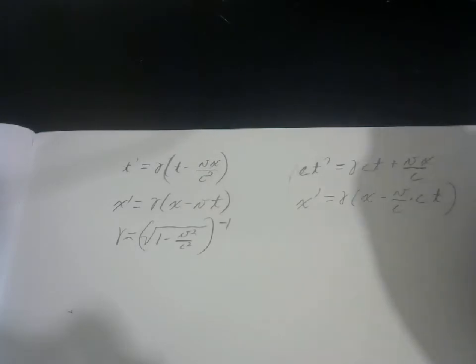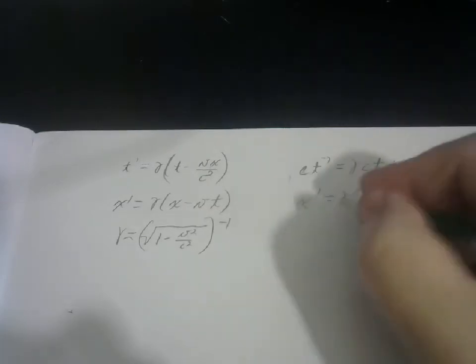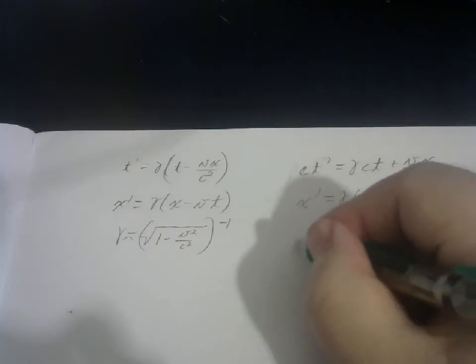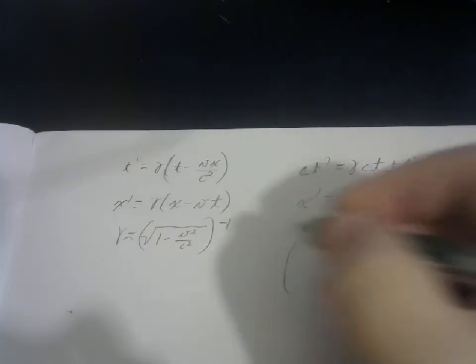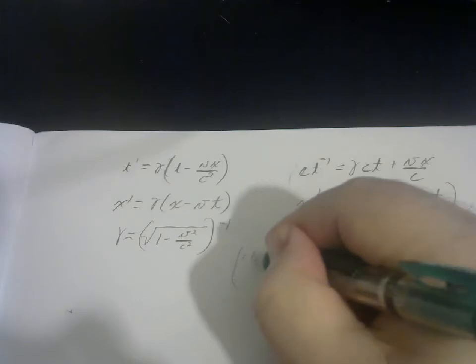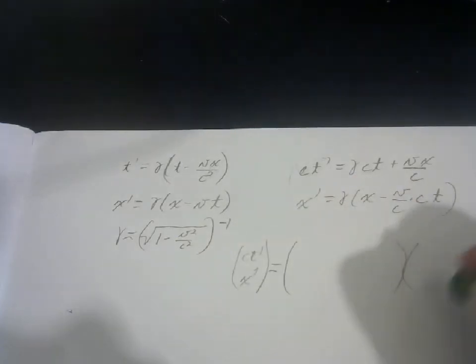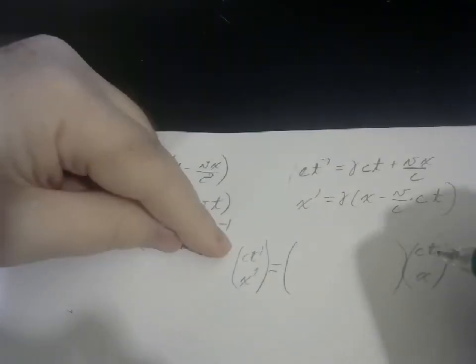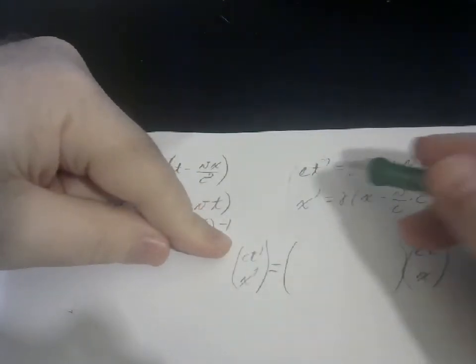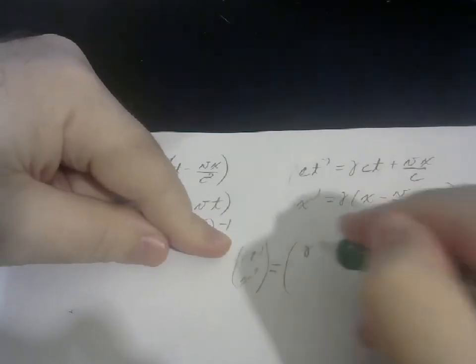Okay, and then I'm going to write this in a matrix form where I say ct prime and x prime equals, and then I'm going to put ct and x over here. So ct prime is gamma times ct, so I'll put that gamma right there.